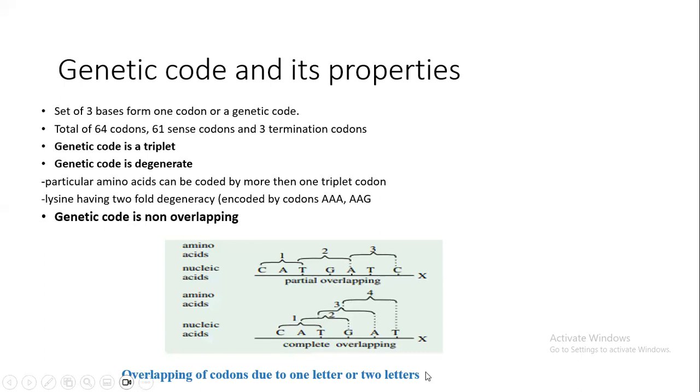However, this is never the case. This is what is explained in this property, that genetic code is non-overlapping, meaning that one or 2 bases cannot be shared between 2 codons.